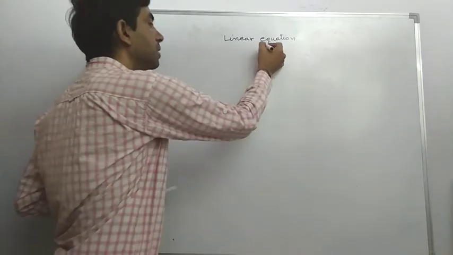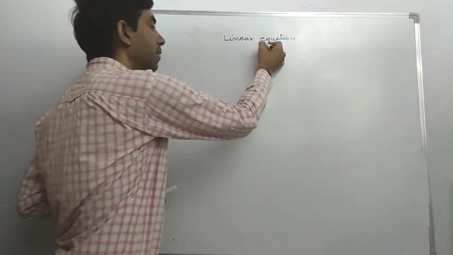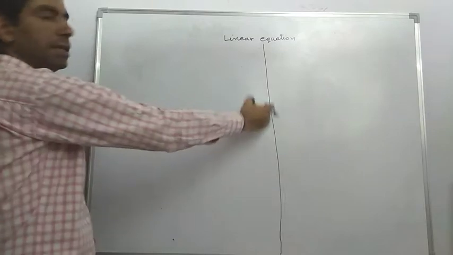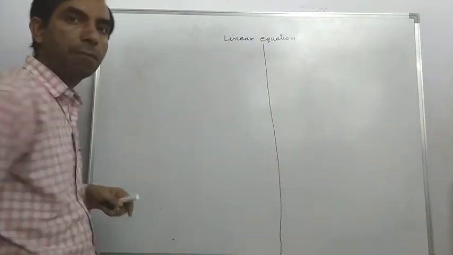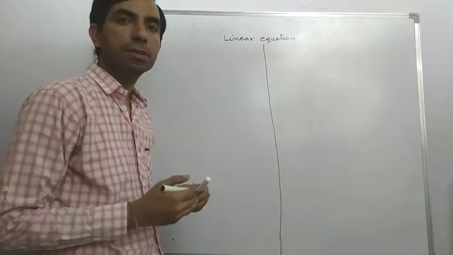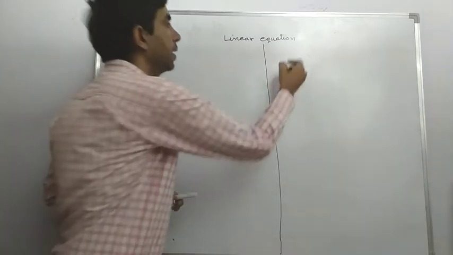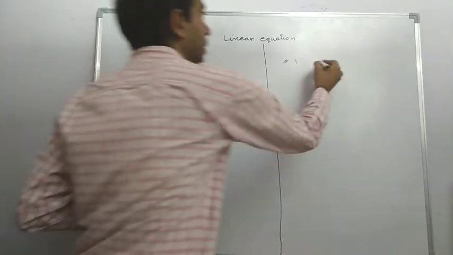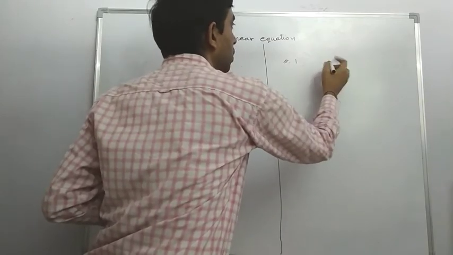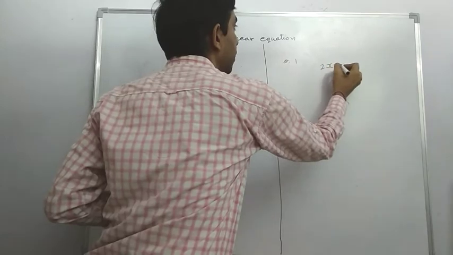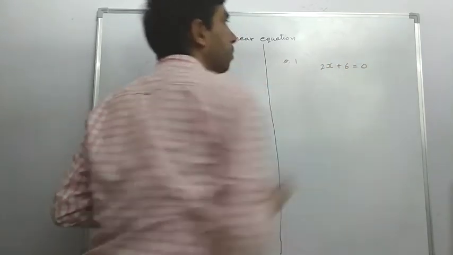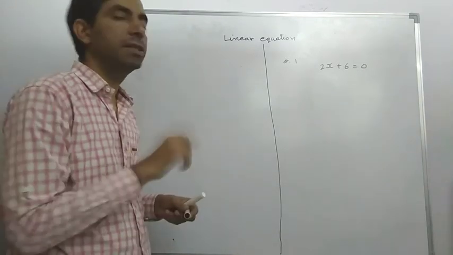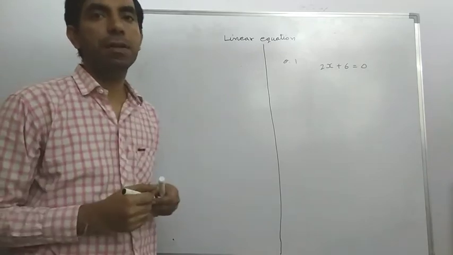So first, if you want to represent any linear equation in a graph, first we decide one piece of graph, and on the second side we solve the linear equation. In general form, the first type, a linear equation in one variable, we can represent by this, means 2x plus 6 equal to 0. Here we have a linear equation of only one variable. If we want to represent this linear equation in a graph, then how can we represent it?